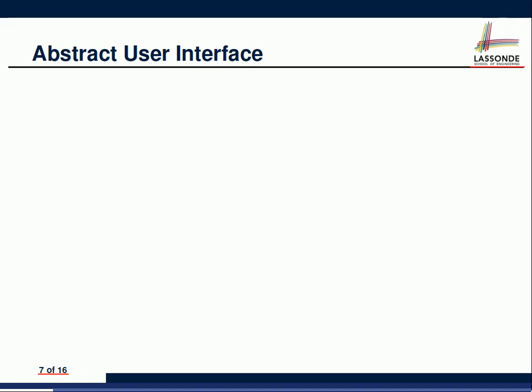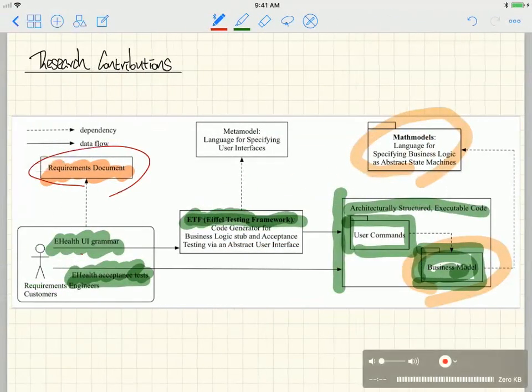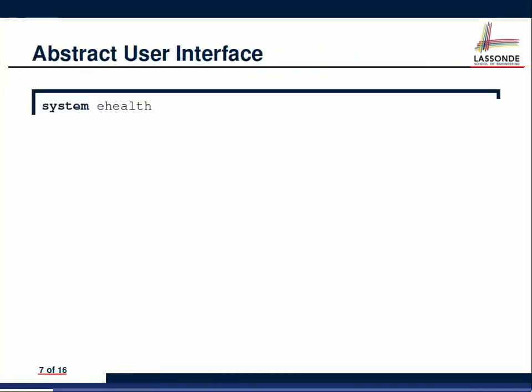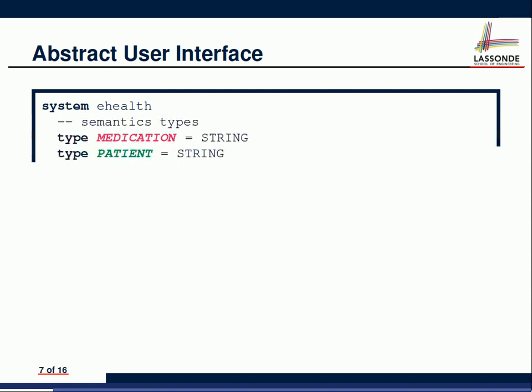Remember in the previous slide, I talked about how, given the abstract grammar over here, we can pass that into ETF to generate code. Let's see what the abstract user interface can look like. Okay, we've got a system, eHealth. We can define as many semantic types as we like. In this case, just simple ones. For the more sophisticated ones, you can refer to our paper.